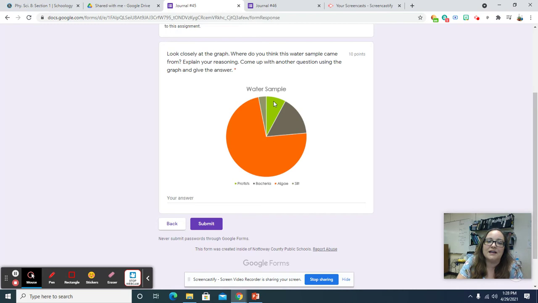So this says, look closely at the graph. Where do you think this water sample came from? Explain your reasoning. And then I want you to come up with another question using the graph. So we've got to look down here. We know that the bright green are protists.